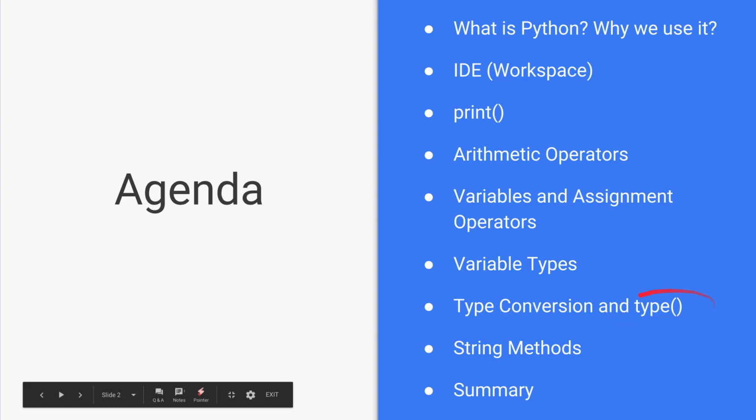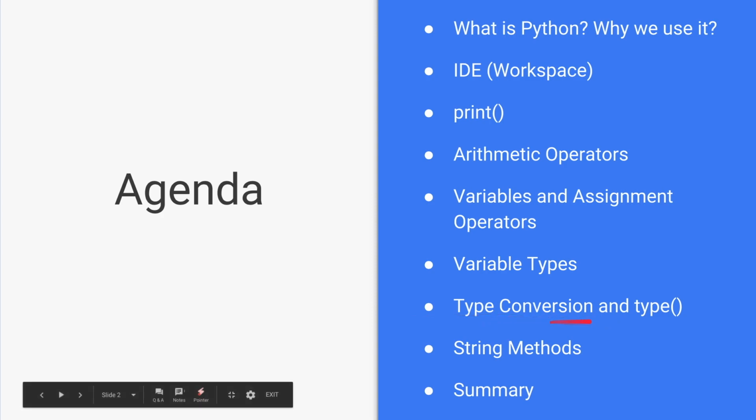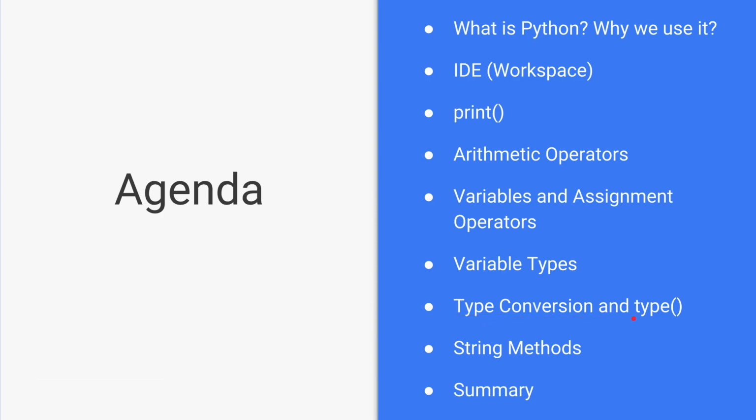We're also going to look at the type function. The type function is a bit related to type conversion, but not necessarily. We're also going to look at the print function. Both of them are functions. I'm going to explain what functions are in a bit.